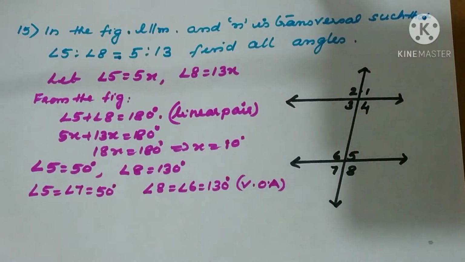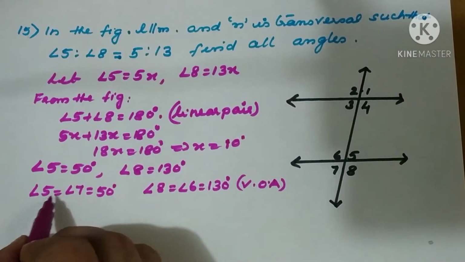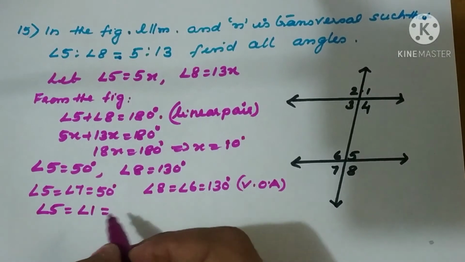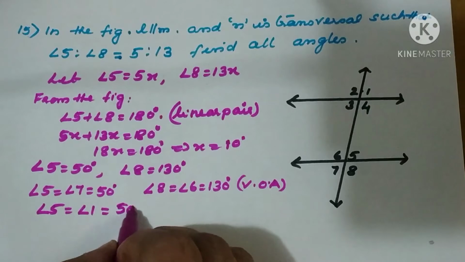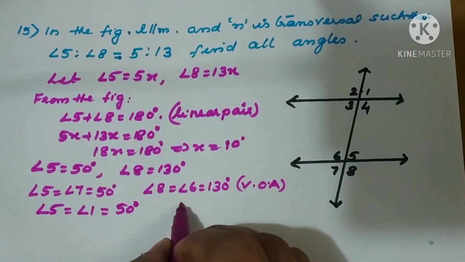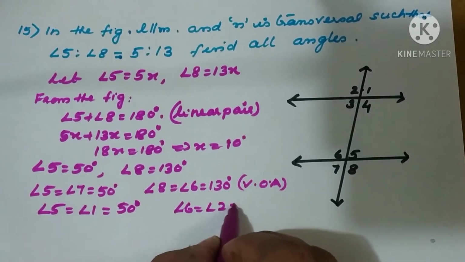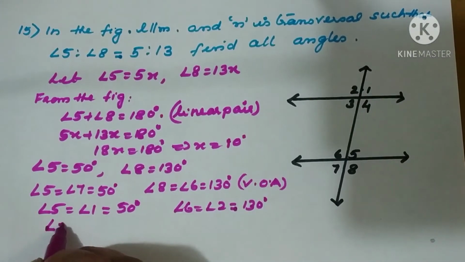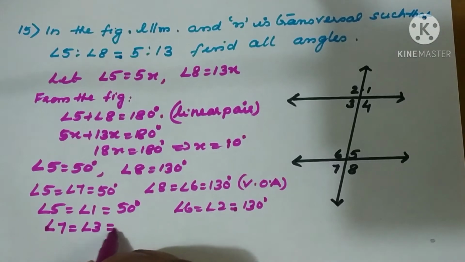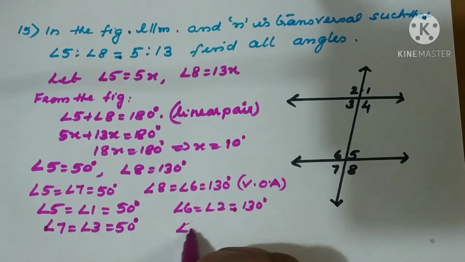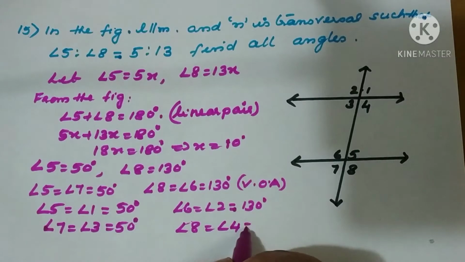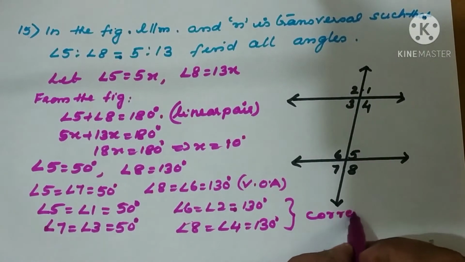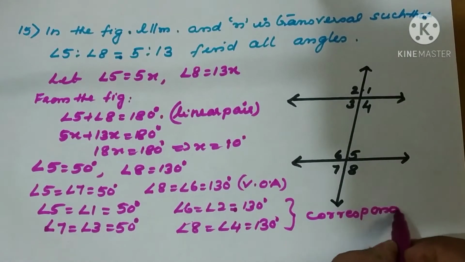Now we should write the corresponding angles. Instead of 5 we can write that it is equal to angle 1, that is equal to 50 degrees. Angle 6 equals angle 2 equals 130 degrees. Angle 7 equals angle 3 equals 50 degrees. Angle 8 equals angle 4 equals 130 degrees. All together, what reason can we write? Corresponding angles.